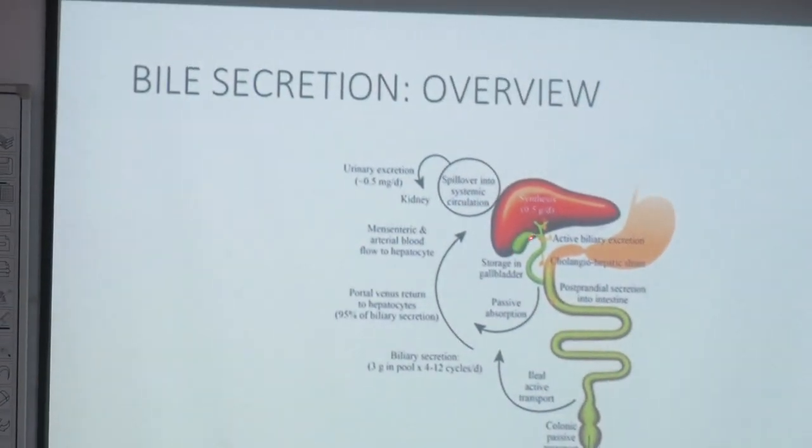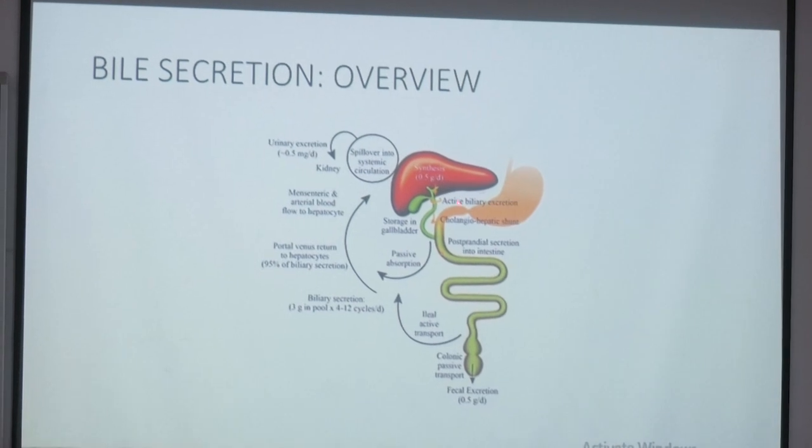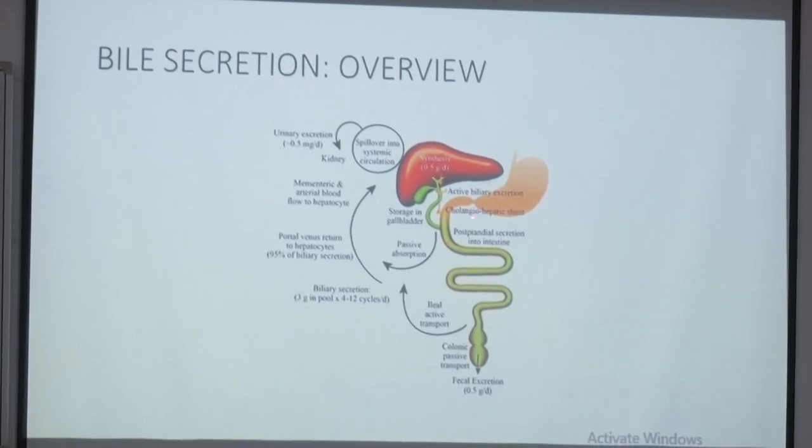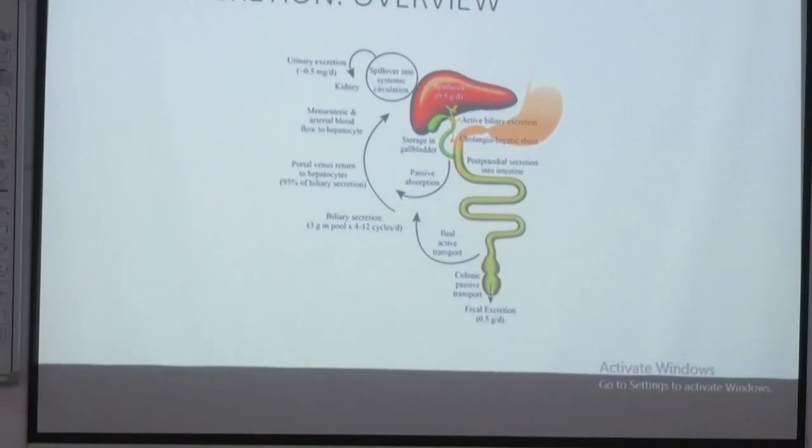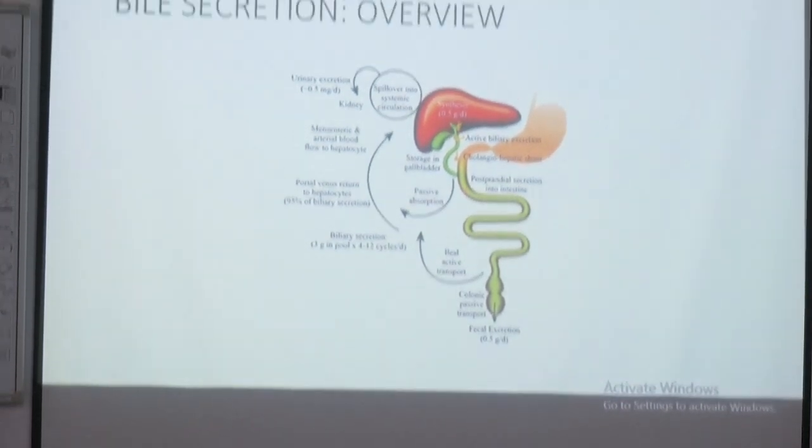Now, you can see what is happening. Bile is being formed over here. It is coming down. A portion of the bile is being stored, and it is also coming down. So, bile is coming simultaneously from the liver and simultaneously from the gallbladder at various points.